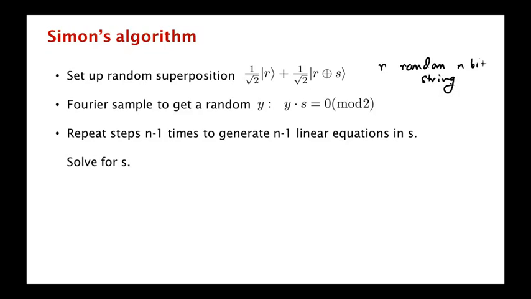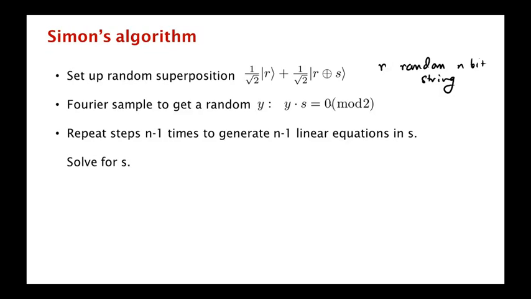In the second step, we are going to do a Fourier sampling of this superposition. So remember, this is a superposition over 2 n-bit strings. There's the n-bit string R, and then there's the bitwise sum of R and S, where S is what we are looking for. It turns out that when you compute the Hadamard transform and you sample and you measure, what you see is a random n-bit string Y, where Y satisfies the linear equation y dot s is 0 mod 2.